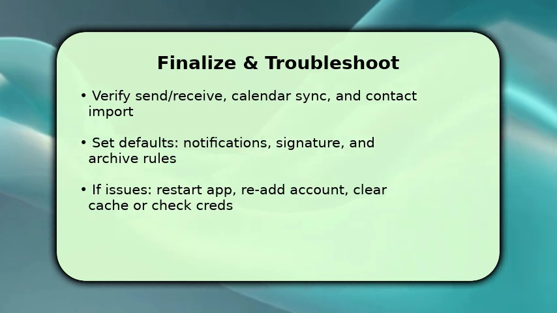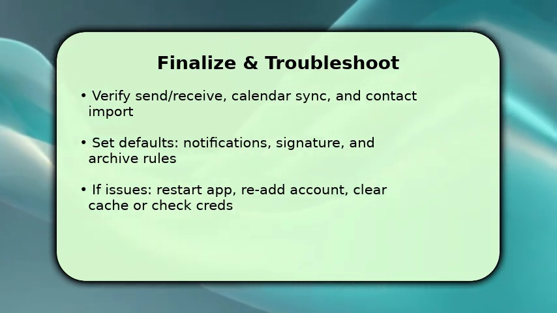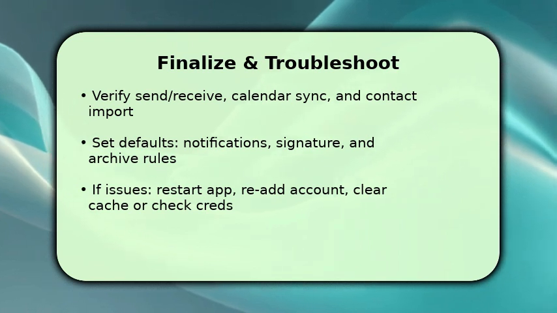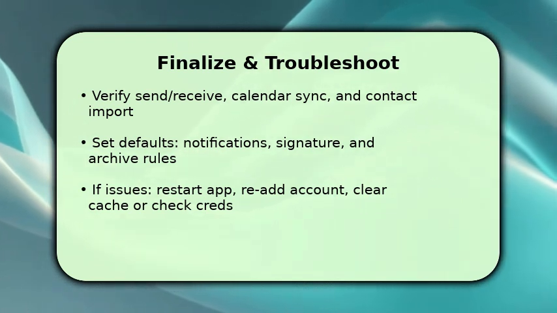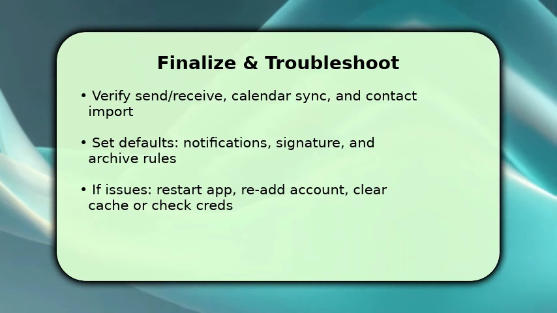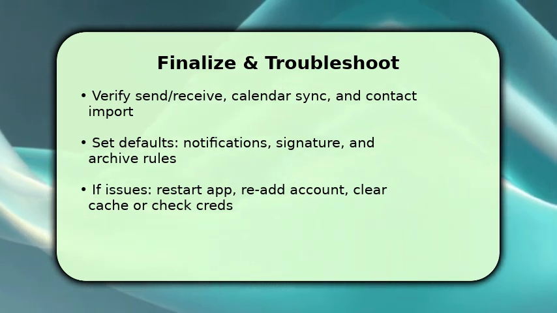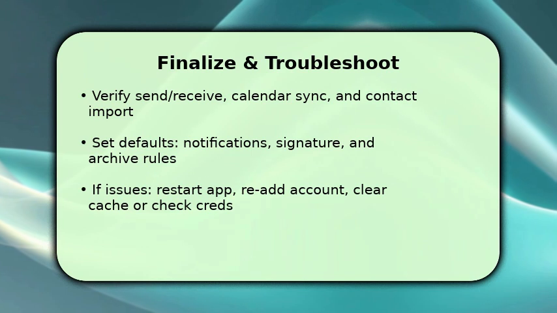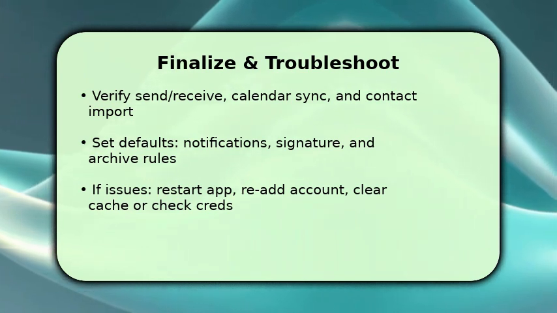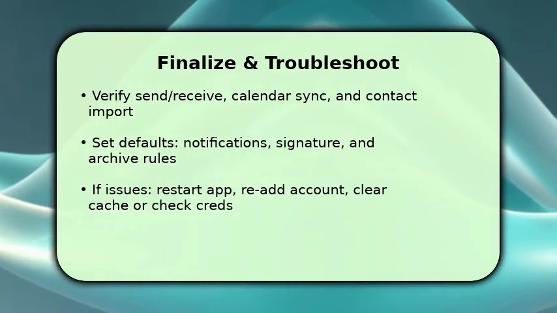If mail or calendar fails to sync, restart the app and try re-adding the account. This resolves most token issues. For persistent errors, clear Outlook cache or delete and recreate the profile to force a fresh sync. Finally, make sure network settings and firewall aren't blocking authentication.